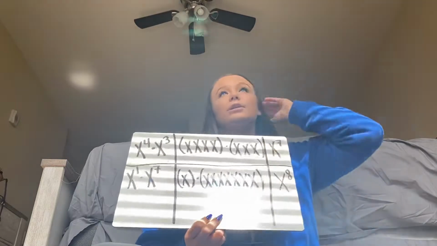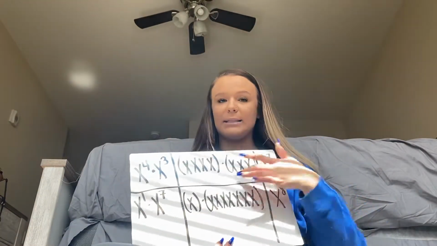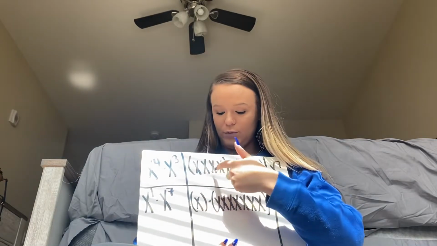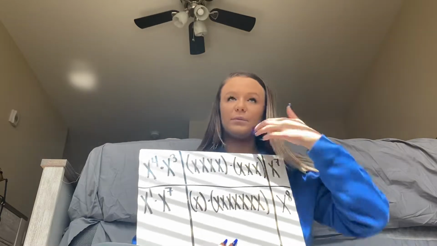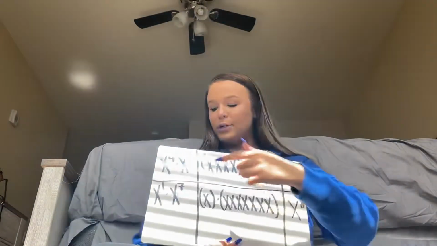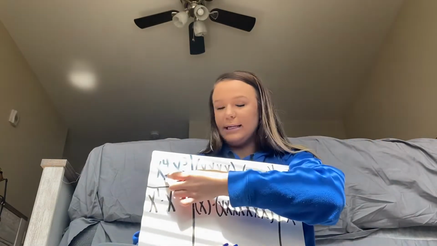What I want you to notice here is, when you write this out, how many x's do you have in total? We have 1, 2, 3, 4, 5, 6, 7. So that's how I got x to the seventh. What you need to be thinking about is, if I were to just go from this column to this column, what would I do to these two numbers?